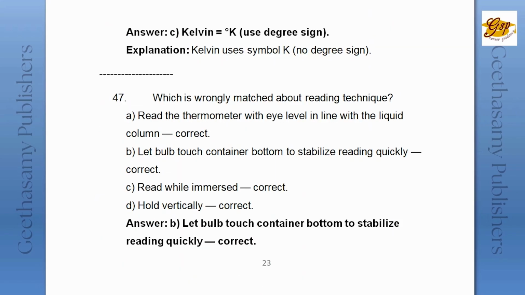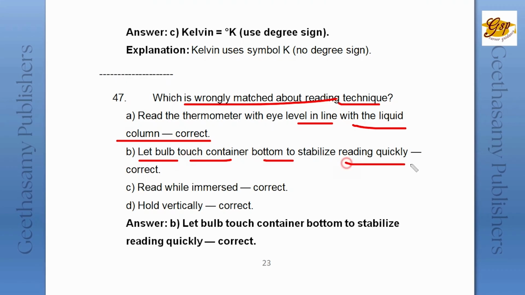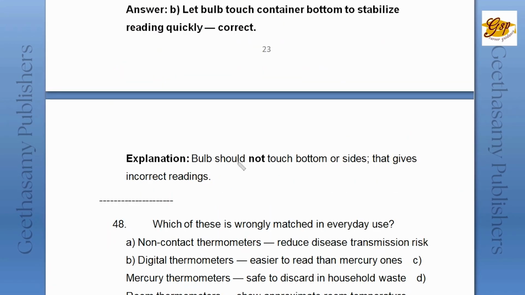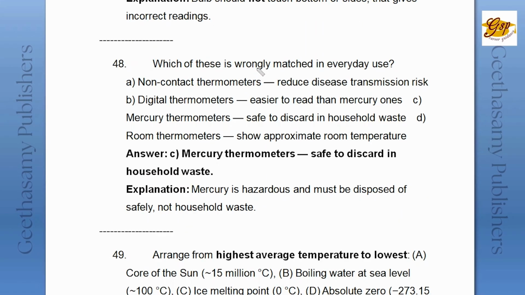And 47th question, which is wrongly matched about reading technique. Read the thermometer at eye level with the line and liquid column, correct. Let bulb touch the container bottom, stabilize water quickly, and read while immersed, correct. And hold vertically, correct. So the wrong one is B, that is let bulb touch the container, because you should not touch the bottom. That is the wrongly matched one. Okay, explanation, bulb should not touch the bottom. Okay, so that's the answer.